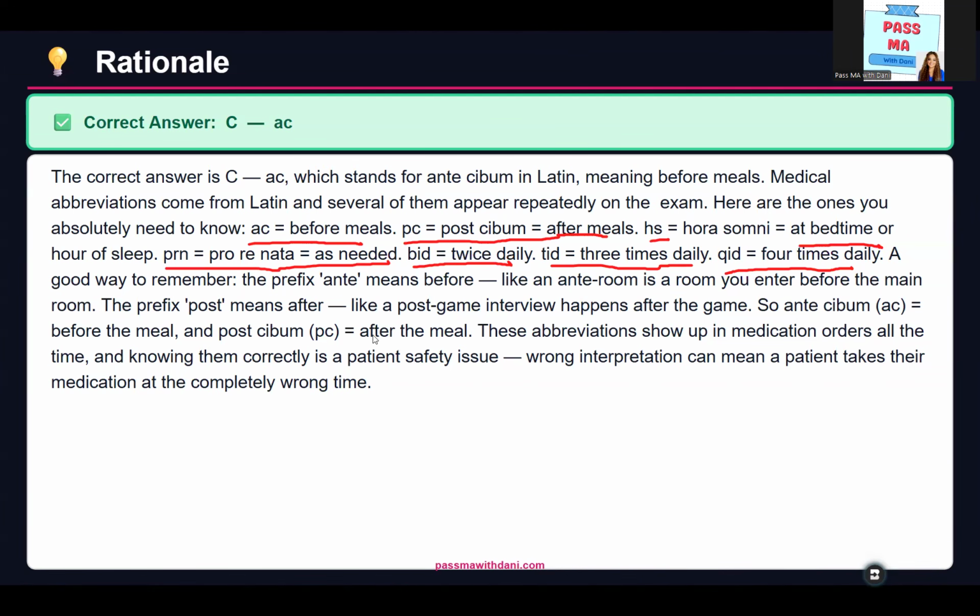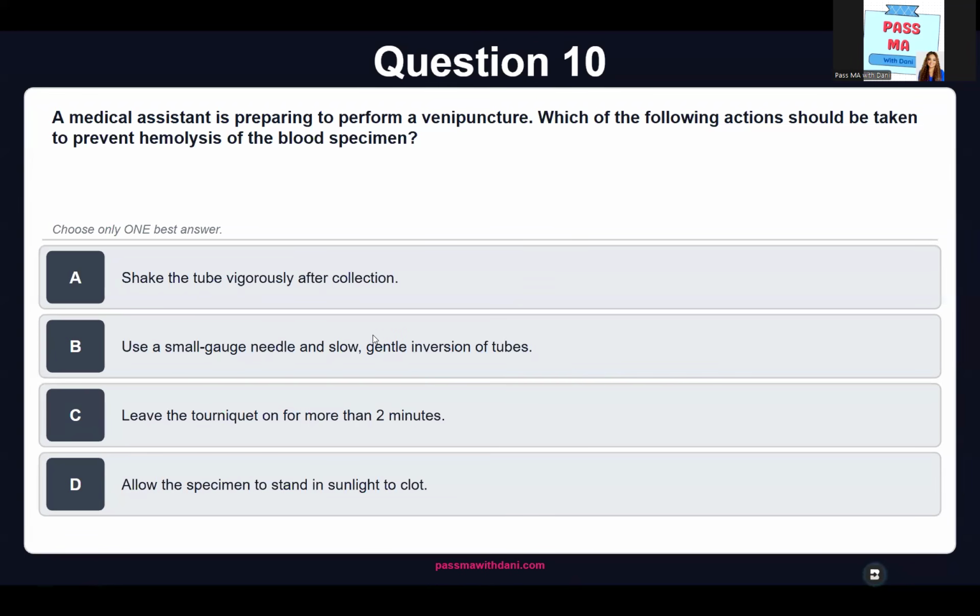All right, guys, question number 10. A medical assistant is preparing to perform venipuncture. Which of the following actions should be taken to prevent hemolysis of the blood specimen? A, shake the tube vigorously after collection. B, use a small gauge needle and slow, gentle inversions of tubes. C, leave the tourniquet on for more than 2 minutes. Or D, allow the specimen to stand in sunlight to clot.